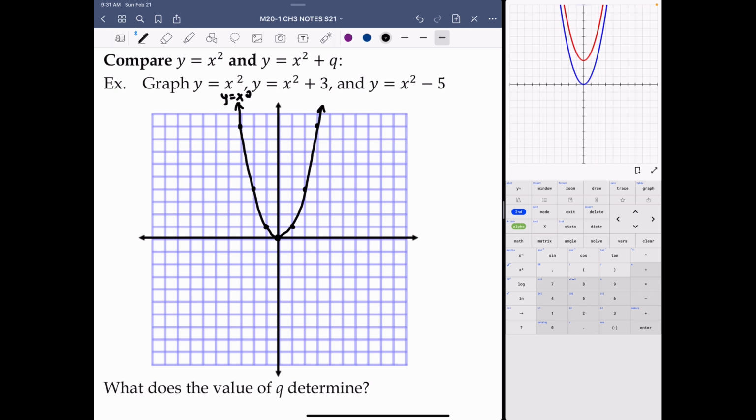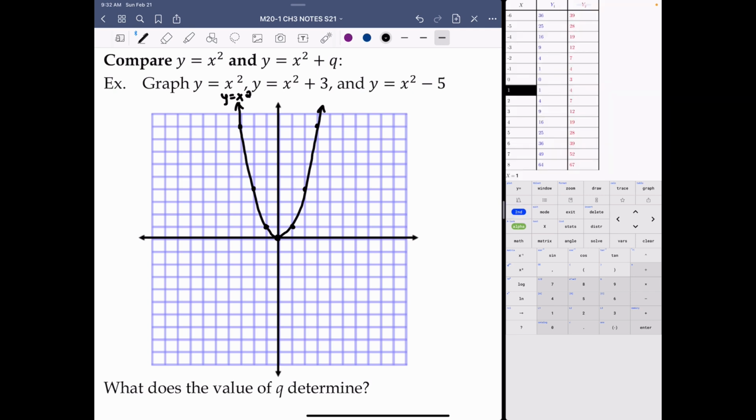If I go to my table to help me find some values, second function graph on a TI, or menu table on the Casio. Now I'm looking at the red numbers for my y value. So x values are still on the left, the black numbers, and y values are the y2 values. At x equals 0, I see that y is 3, so x is 0, y is 3, right here. At x equals -1, y is +4, so -1, +4.